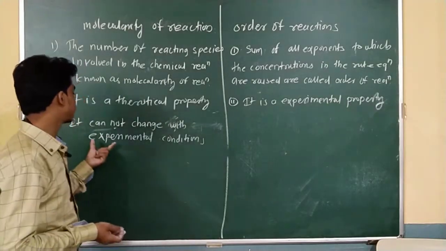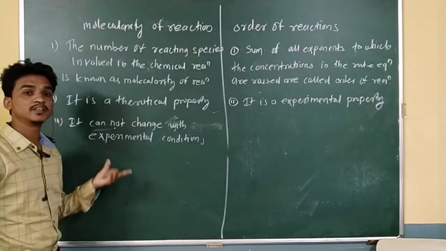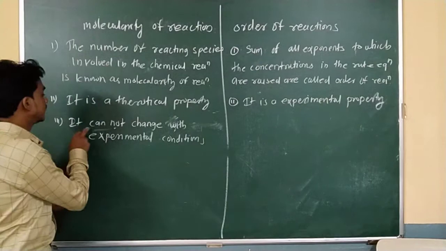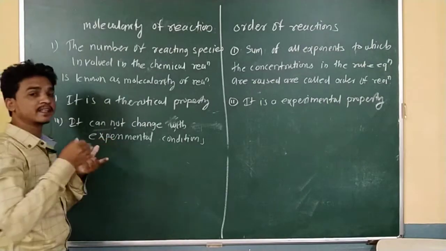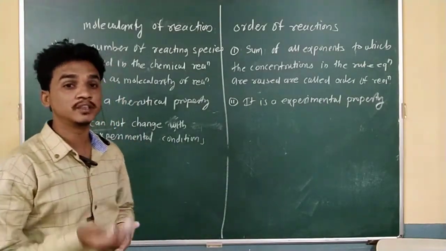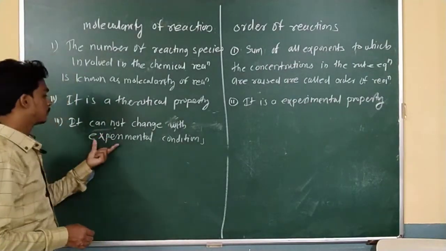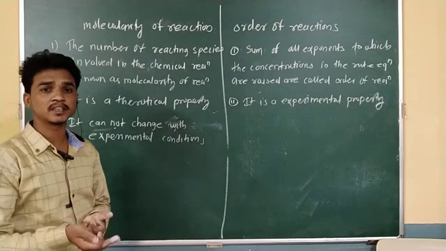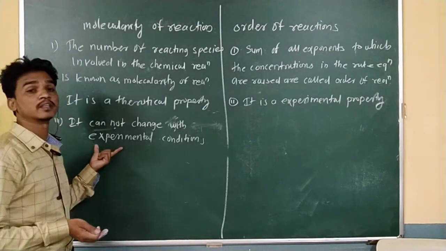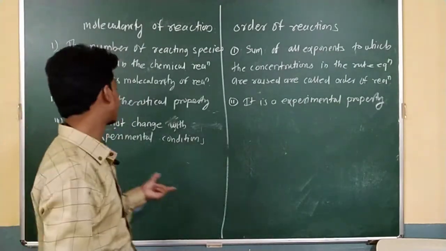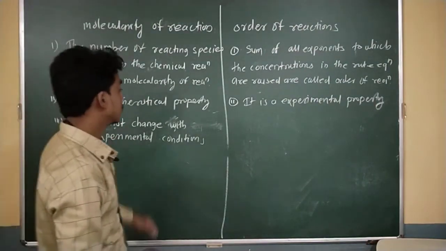Whatever experimental conditions you maintain in your laboratory, molecularity is the same. It cannot be changed with experimental conditions, and this is a theoretical property. That's why molecularity does not depend on the experimental conditions. If temperature is increased or decreased, molecularity is the same. Pressure increase or decrease, molecularity is also the same.